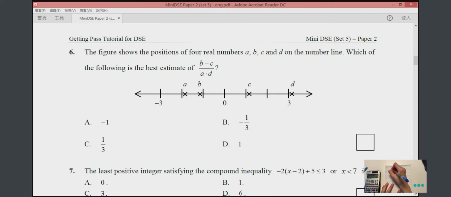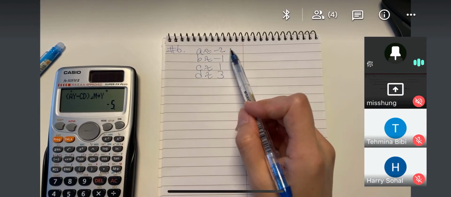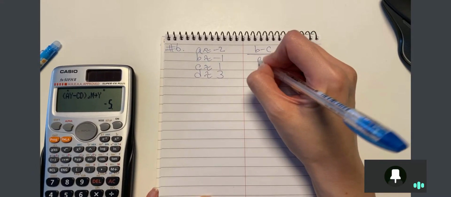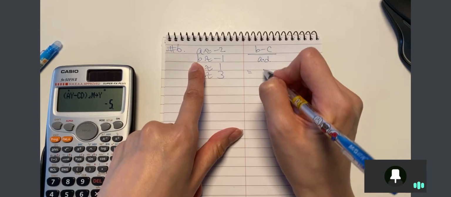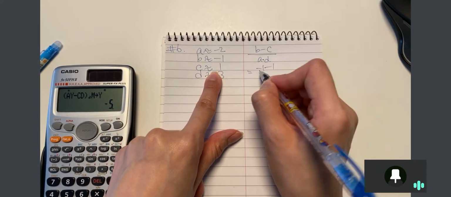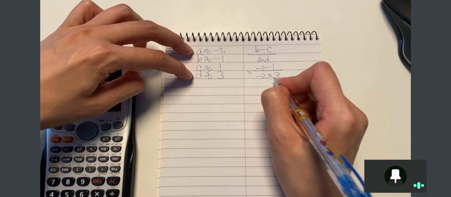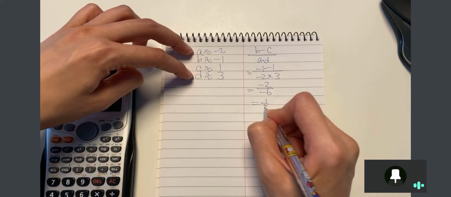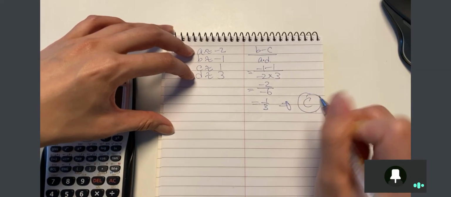Okay, number 6. So A you can replace by -2, B you can replace by -1, C you can replace by 1, and D you can estimate as 3. Okay, you have the estimation like this. So the best estimation of (B minus C) divided by (A times D) is just replace the numbers: (-1 minus 1) over (-2 times 3), which is -2 over -6, which is 1 over 3, which is the answer, C.